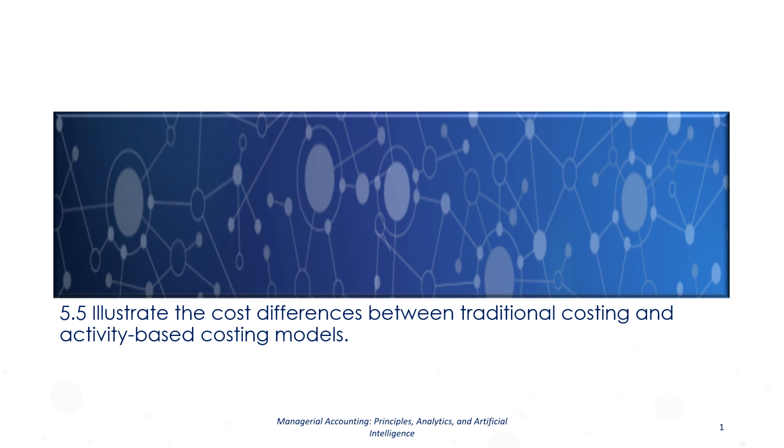Now we're going to compute costs using the ABC approach, and we'll discuss why cost differences occur between traditional costing and ABC. Traditional costing uses one cost driver for all overhead, while ABC uses multiple cost drivers and captures differences in product complexity. Traditional costing may undercost complex products and overcost simple products. That leads to pricing mistakes, poor product mix decisions, and incorrect profitability analyses.